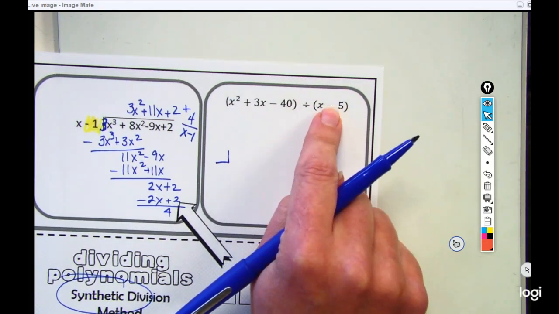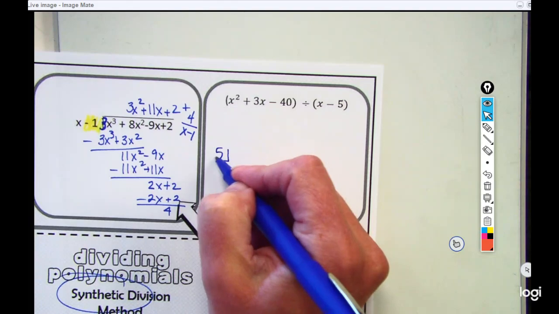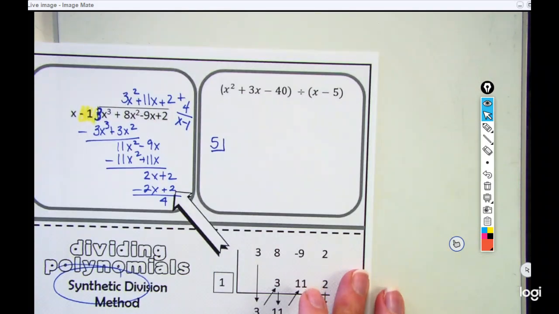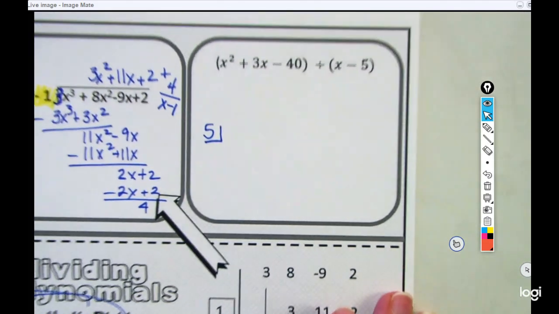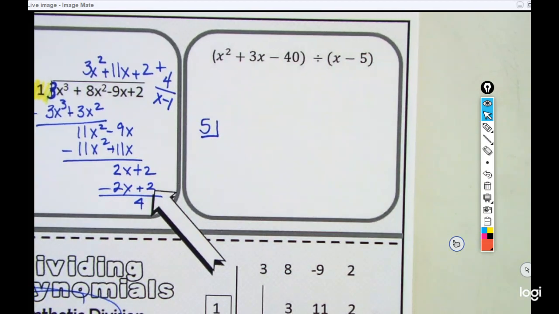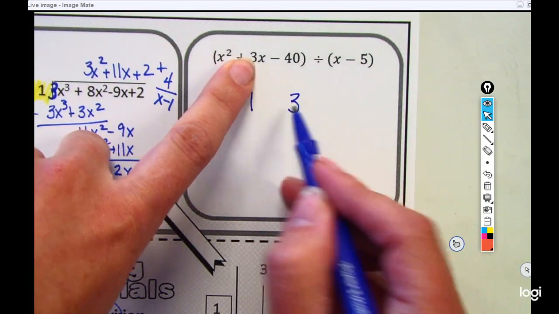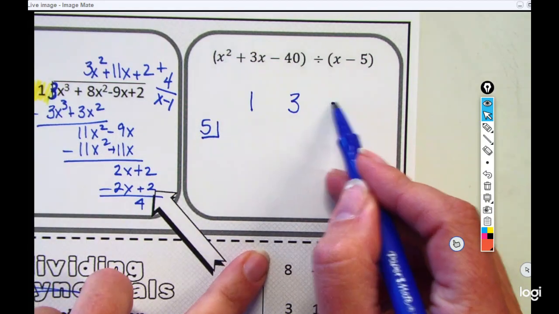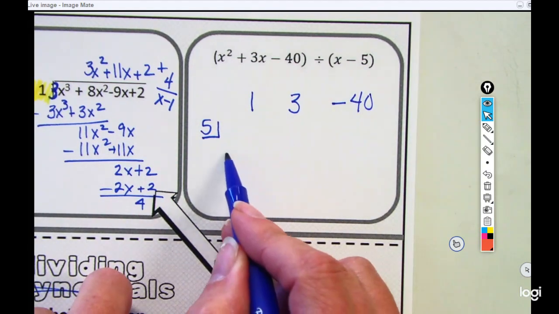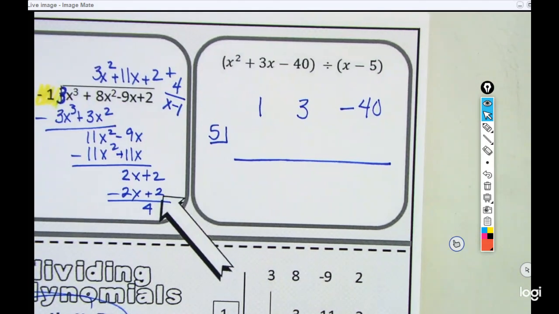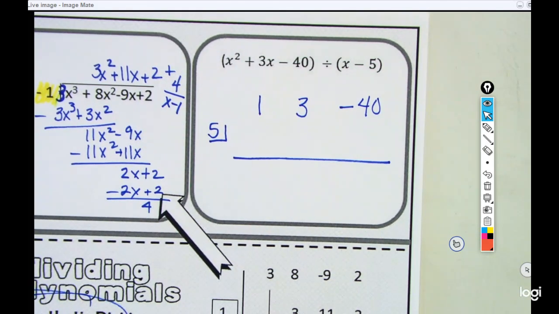5. Opposite of this guy. What goes across the top? Coefficients of 1, 3, negative 40. All right, leave some space and a line. Now this is where you say, stop, Mrs. Yates, I missed what happened. All right? Stop me if you need to.